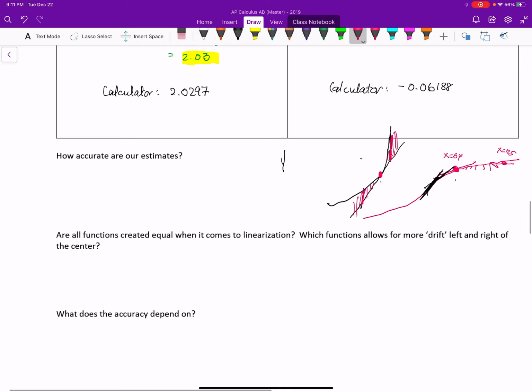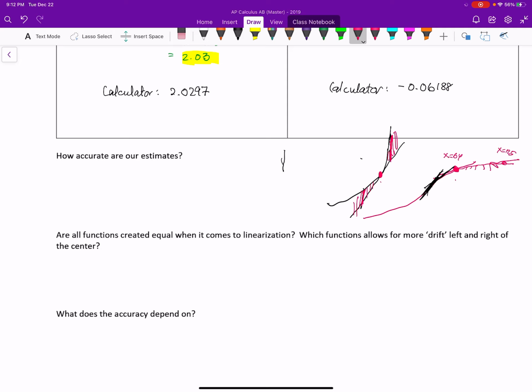So are all functions created equal? Well, if it has much more curvature, the accuracy is going to go down. And if you drift further left and further right from the center, the further the distance from the center point determines the accuracy of our estimate. So these are the things you have to keep in mind, right?